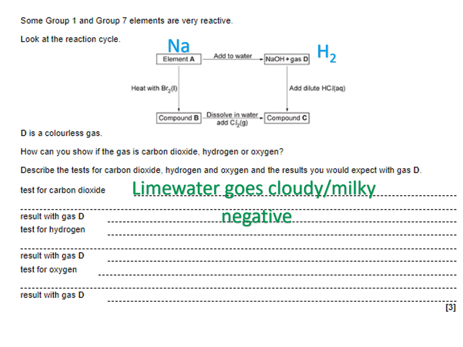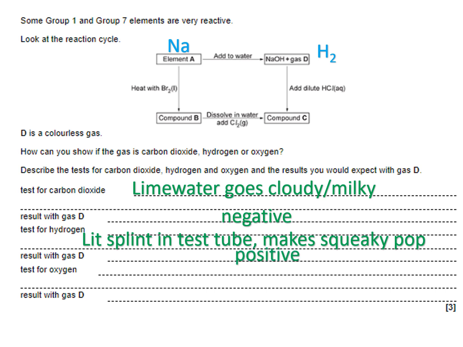Okay, what's the test for hydrogen? Lit splint, makes a squeaky pop. What would the test for gas D be? Well, gas D is hydrogen, so it would be a positive result. What's the test for oxygen? We're going to relight a glowing splint. And what is the result with gas D? Well, again, gas D is hydrogen, so it would be a negative result. So you can see there 1 mark for each of those, including the result with D.